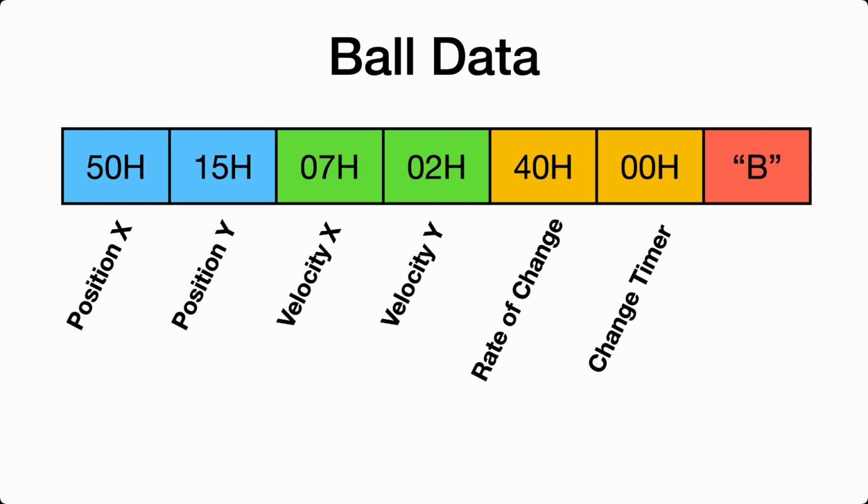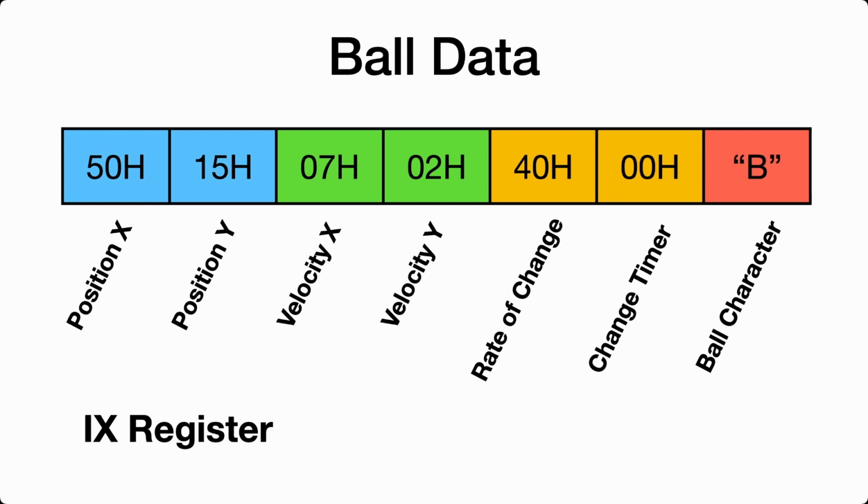This also gives me the ability to change the rate of change during the program to make the balls faster or slower. And lastly, I have the ball character, 1 byte worth of any character you might want to represent as the ball. To access this ball data, I use the IX register, because that has indexing. It makes it a lot easier to access each of those parts of the ball.